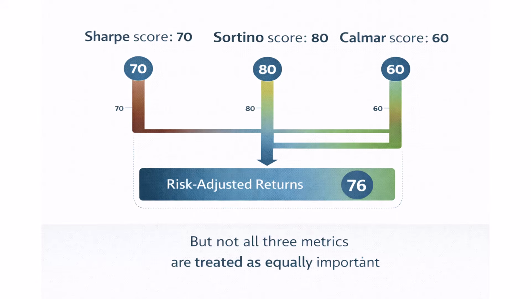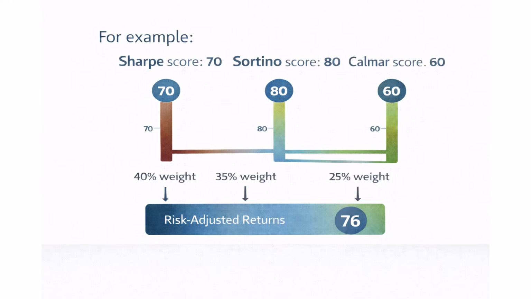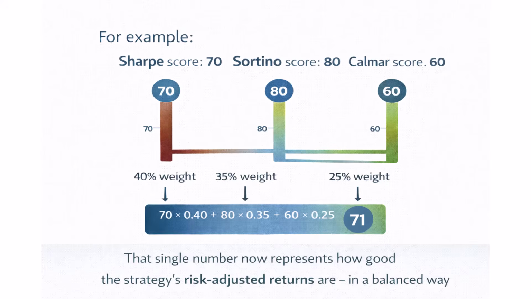These three scores are then combined into what I call a risk-adjusted returns component score. But not all three metrics are treated as equally important. For example, a Sharpe might get a 40% weight, Sortino 35 and Calmar 25. So the calculation looks roughly like this: 70 times 0.4 plus 80 times 0.35 plus 60 times 0.25. And that gives a component score of around 71. And that single number now represents how good the strategy's risk-adjusted returns are, in a balanced way.